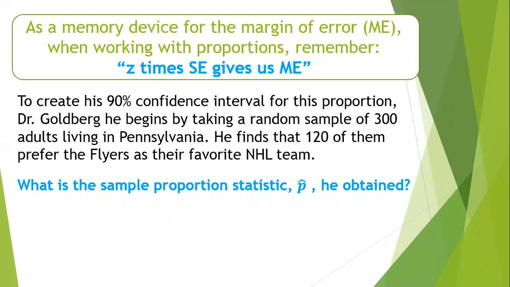To create his 90% confidence interval, he begins by taking a random sample of 300 adults living in Pennsylvania. He finds that out of those 300, 120 of them prefer the Flyers as their favorite NHL team. Let's begin by answering this question. What is the sample statistic, the sample proportion P hat, that Dr. Goldberg obtained? Take a moment and write that down on your paper right now. What is the value of P hat given this information?